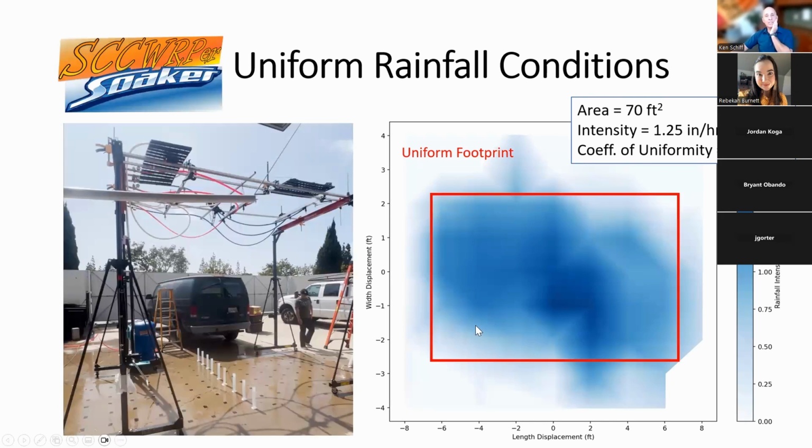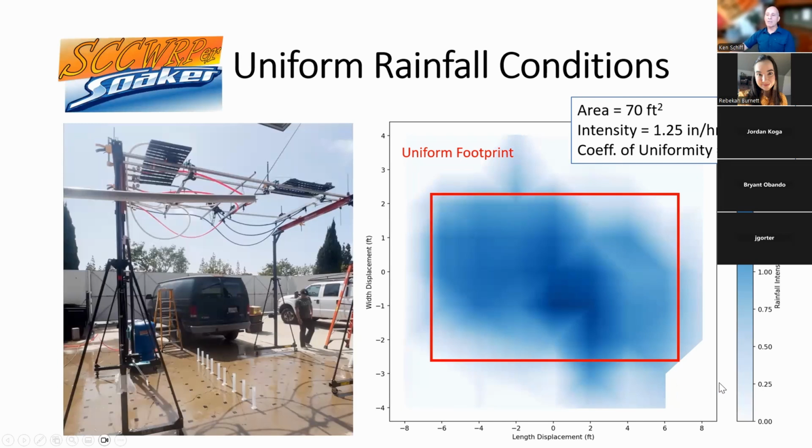The first is the uniform rainfall conditions. And so here we are deploying this thing in our backyard. And so here's the simulator. And what you can see is these graduated cylinders. We line these up on these black dots across the entire grid under the rainfall simulator. And then we use that to generate this heat map.